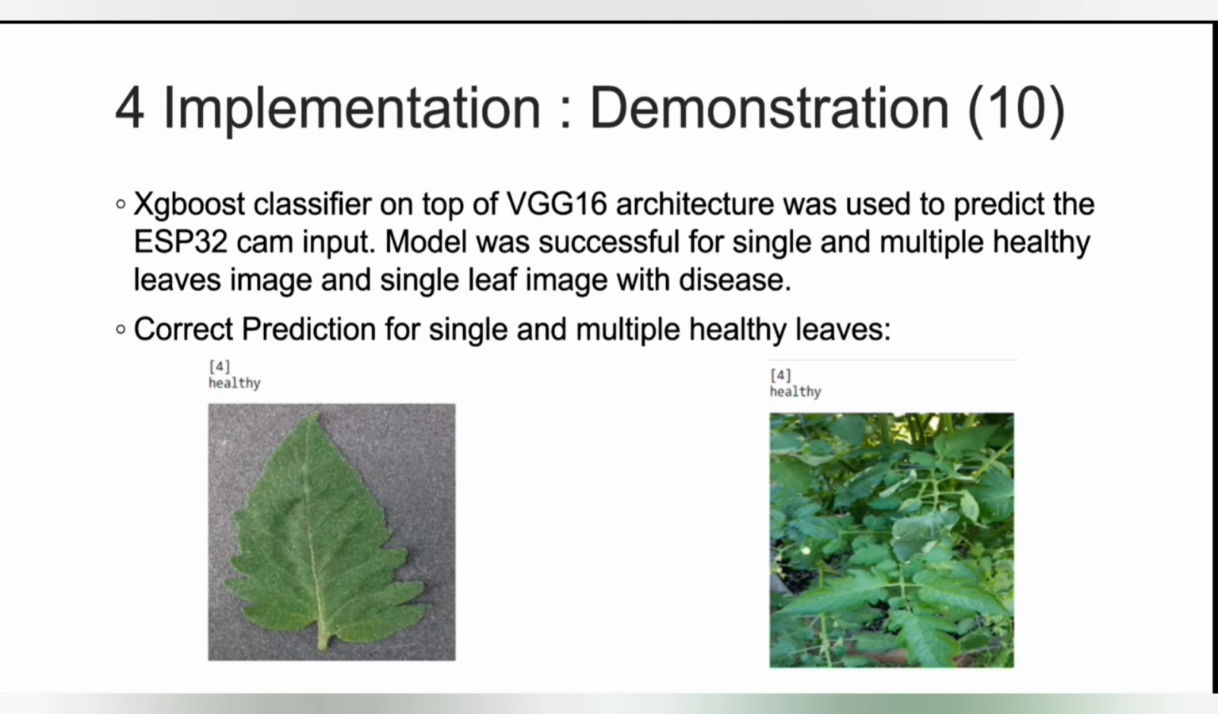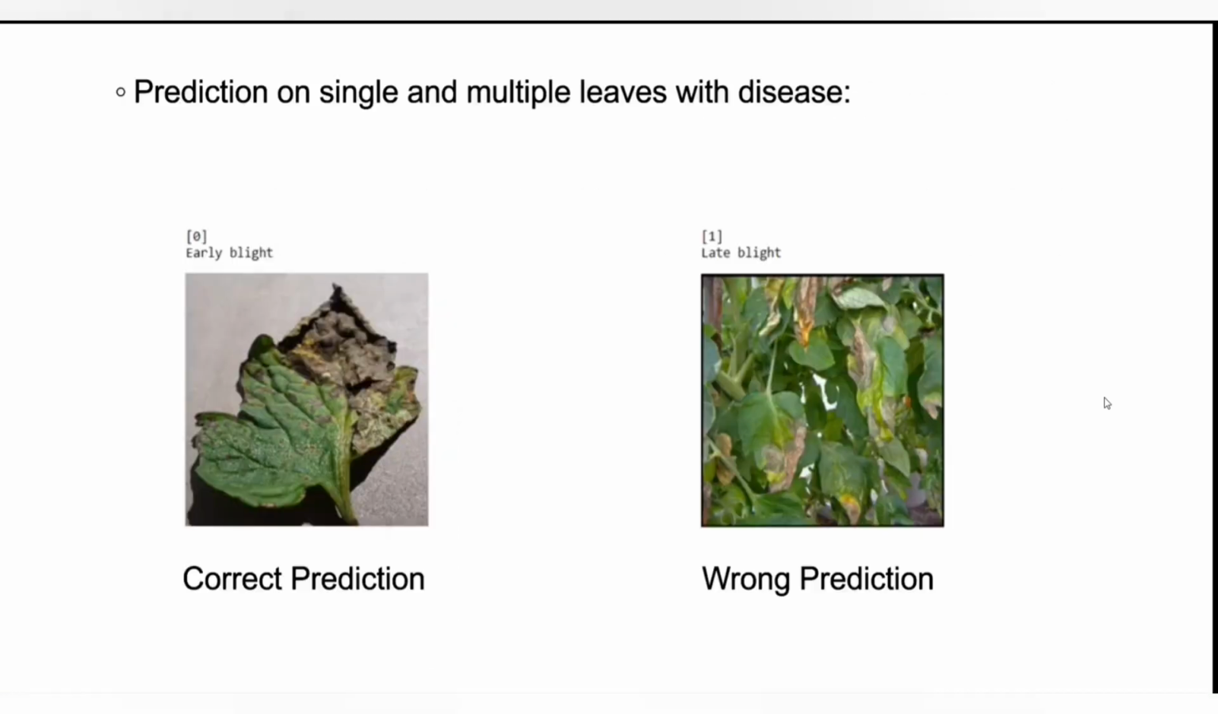Now the selected XGBoost classifier works pretty well on a single leaf image, but multiple leaves result in confusion. Later, the cassava leaf image dataset was used to train the model on multiple healthy leaves. And as you can see, the improved model has managed to detect healthy leaves in both single leaf and multiple leaf cases. But a labeled dataset which contains images of multiple leaves with disease couldn't be found. As a result, the model is unable to perform on multiple leaves. Further improvement is possible in this area.